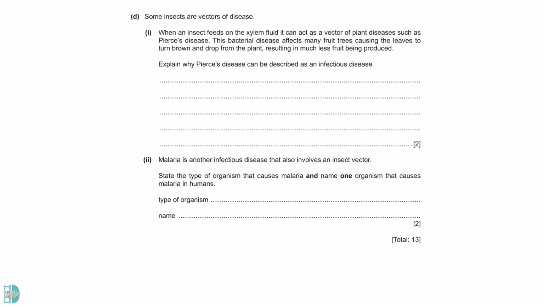D describes a disease called Pierce disease. The question is, explain why Pierce disease can be described as an infectious disease. To explain this, you need to link the definition of infectious diseases to the example given here. Firstly, the question says it is caused by a bacteria. All infectious diseases are caused by a pathogen.